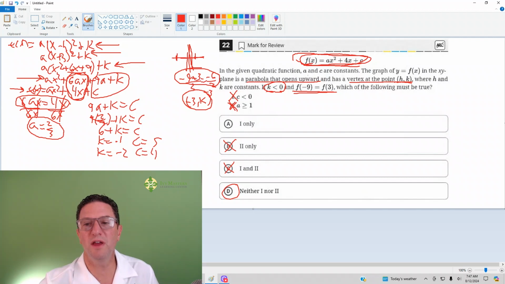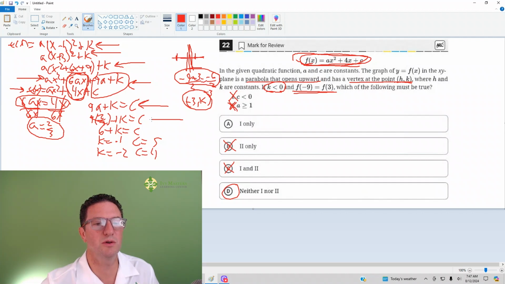But then we still have to solve for Roman numeral 1. Does c have to be less than 0? For that, notice this part here. Your c is anything that doesn't have x attached to it. So 9a plus k equals c. We know that a is 2/3, so we could throw that in, in which case we get 6 plus k equals c. And you could just think of scenarios. The only thing it says about k is that it's got to be less than 0. There's nothing else we know about k.